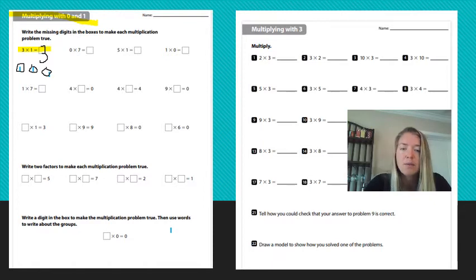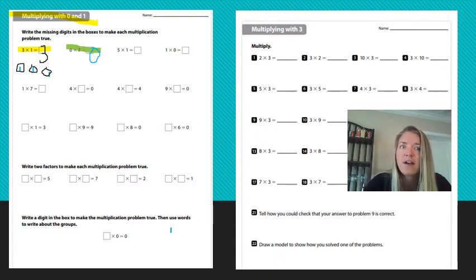The next rule I want you to think about is any number times 0 equals 0. So let's go ahead and look at that one. This next one, 0 times 7. Any number multiplied by 0 is going to be 0. So our answer for 0 times 7 will be 0.